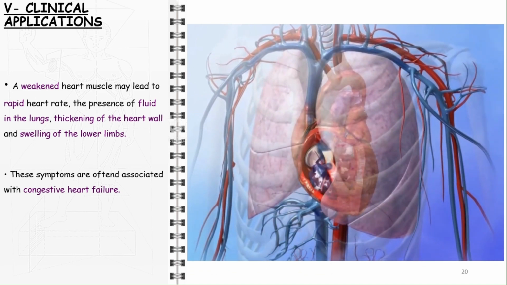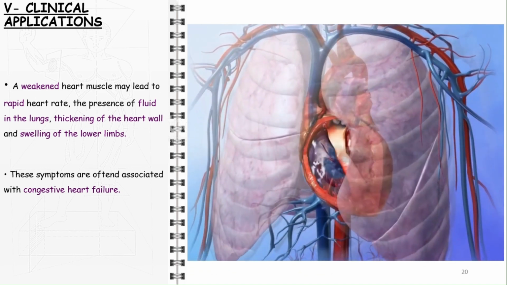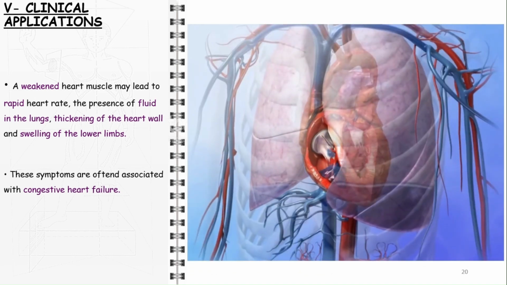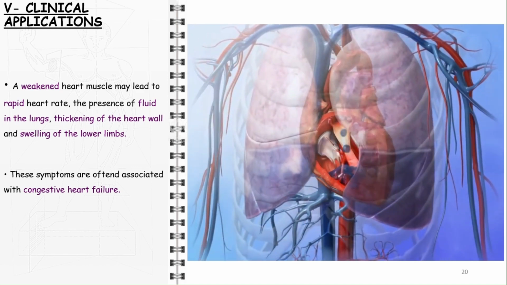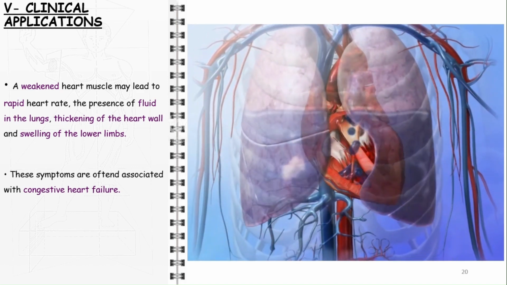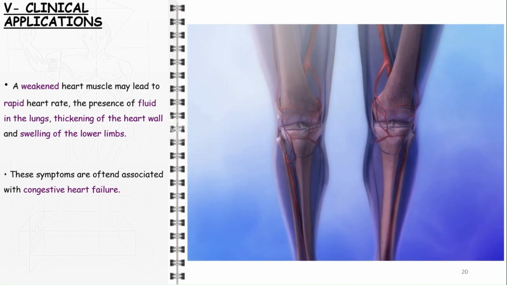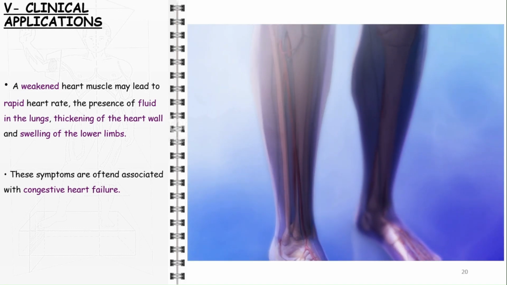Concerning some cardiac pathologies, a weakened heart muscle may lead to rapid heart rate, the presence of fluid in the lungs, thickening of the heart wall, and swelling of the lower limbs. These symptoms are often associated with congestive heart failure.